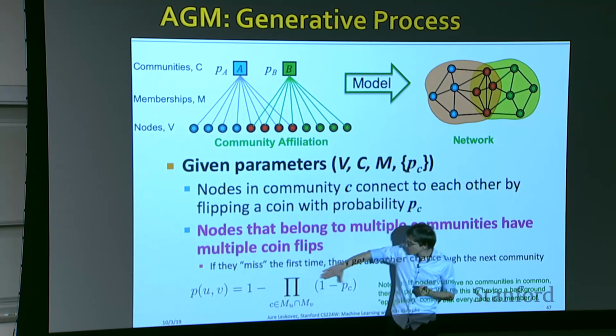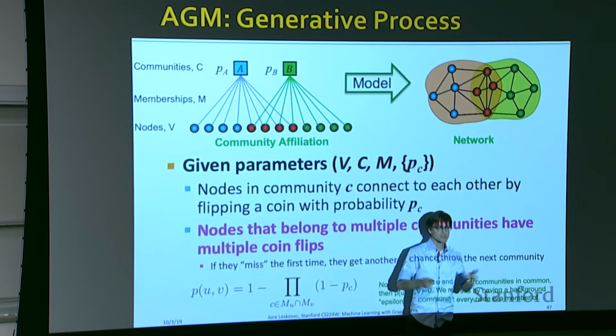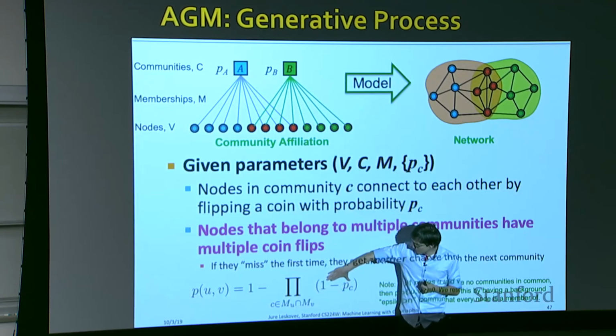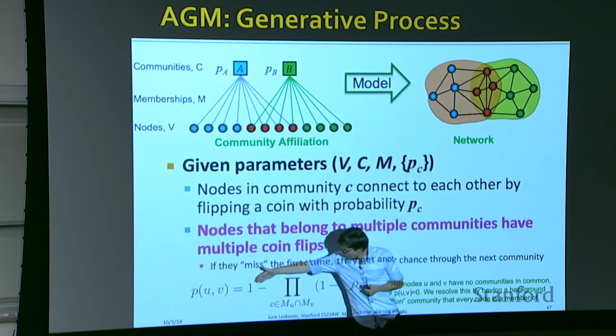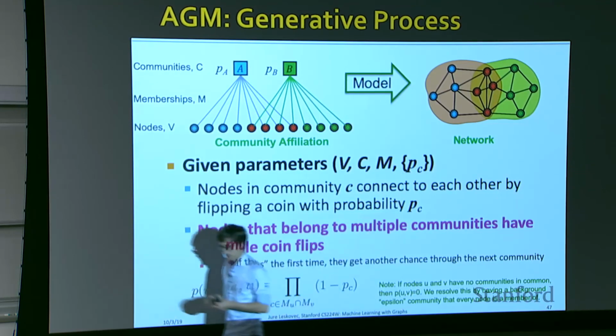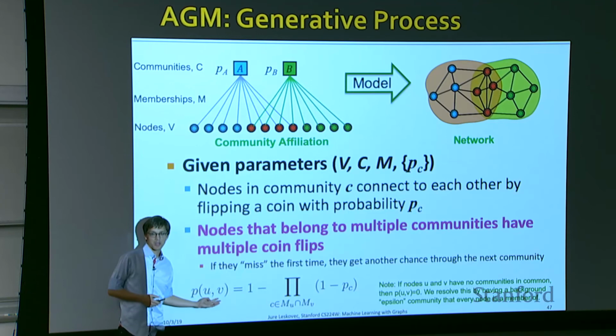Not generating an edge, and 1 minus that is the probability that at least one of them says, yes, let's connect these two guys, right? So the more communities you have in common, the smaller this product will be, because these are numbers less than 1. So it will be 1 minus a small number, so the total probability will be greater. So the more groups you have in common, the more likely you are to be connected.